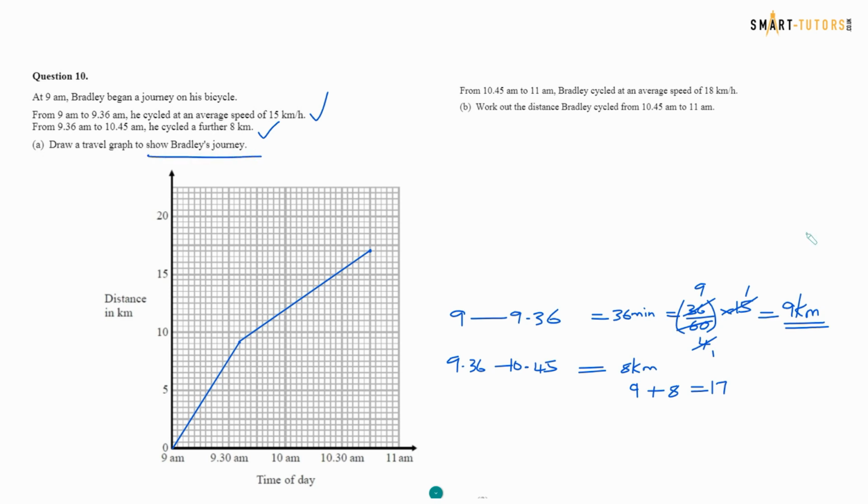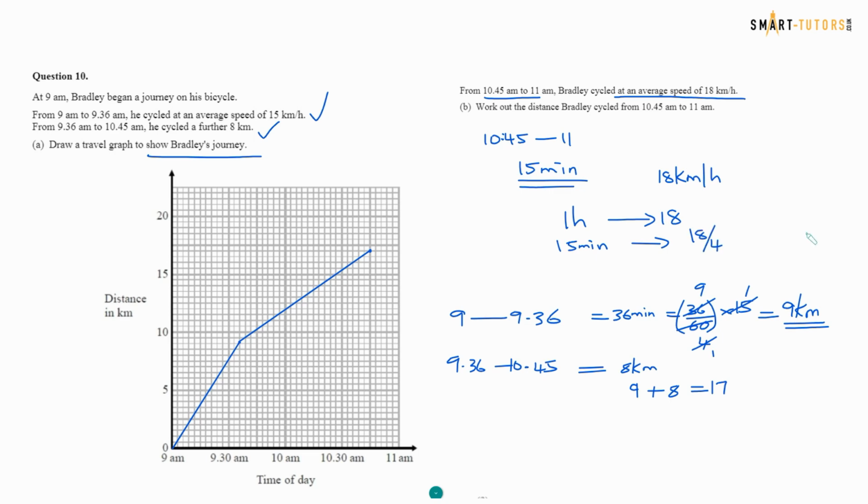So that's done. From 10:45 to 11 o'clock, Bradley cycled at an average speed of 18 kilometers per hour. So 10:45 to 11 o'clock is 15 minutes. What is the distance? In 1 hour he goes 18 kilometers. In 15 minutes, it's a quarter of an hour, so 18 divided by 4 is 4.5 kilometers. So 4.5 kilometers added to 17 is going to be 21.5 kilometers. But they're not asking you to draw anything.